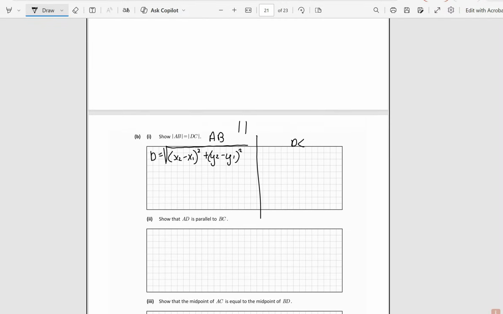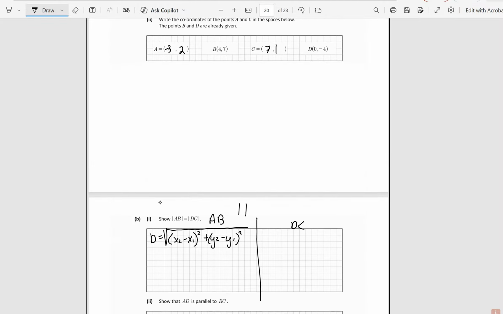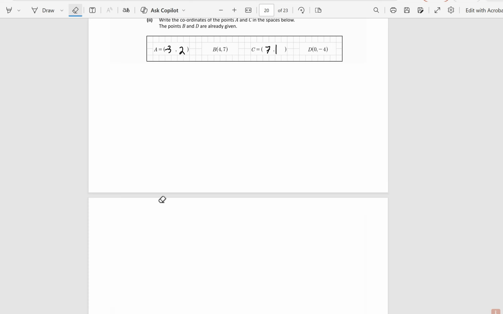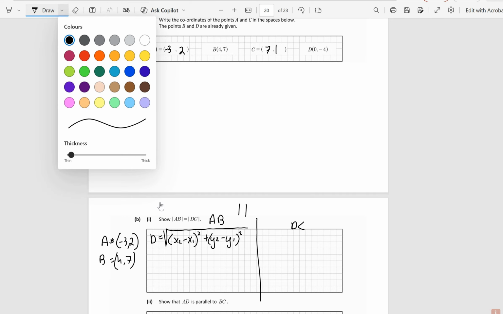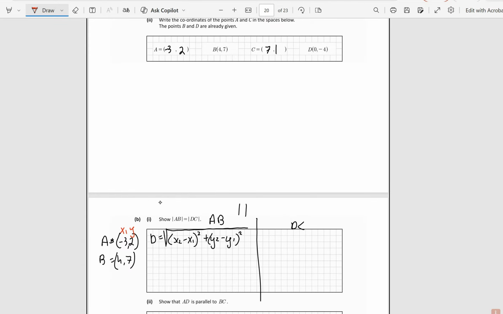We're going to label our points, so let's do the AB first. So A is minus 3. I'll do it out here. They really don't give you enough space. So A equals minus 3, 2. B equals 4 and 7. Right. We have the formula down. Let's label our points. X1, Y1, X2, Y2.